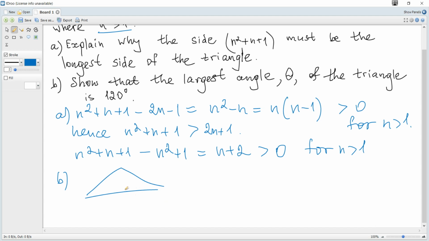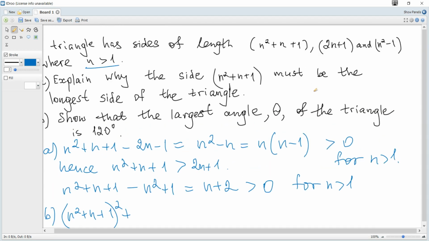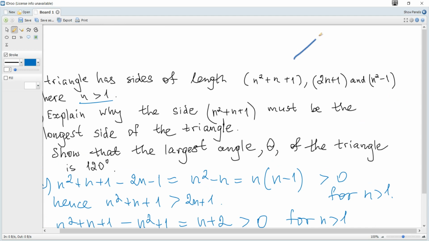So the cosine rule says that side squared, and we write the cosine rule for side n squared plus n plus 1, so n squared plus n plus 1 squared is equal to the sum of squares of two other sides. So the situation looks like this: the largest side, these two sides, and theta is here. In terms of ABC, which are given in the data booklet, it looks like this: C, A, B.